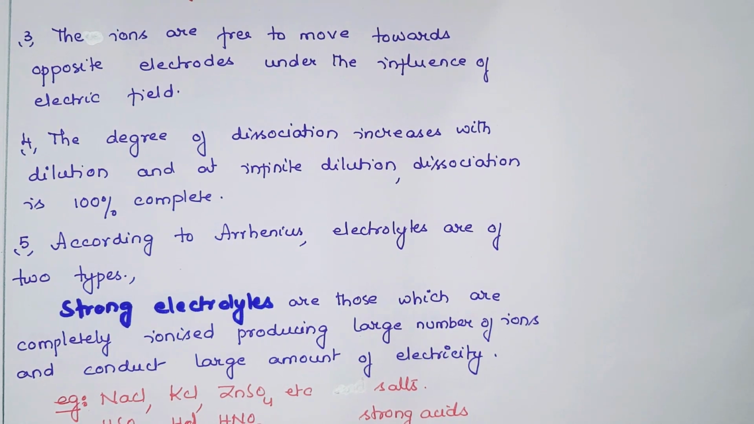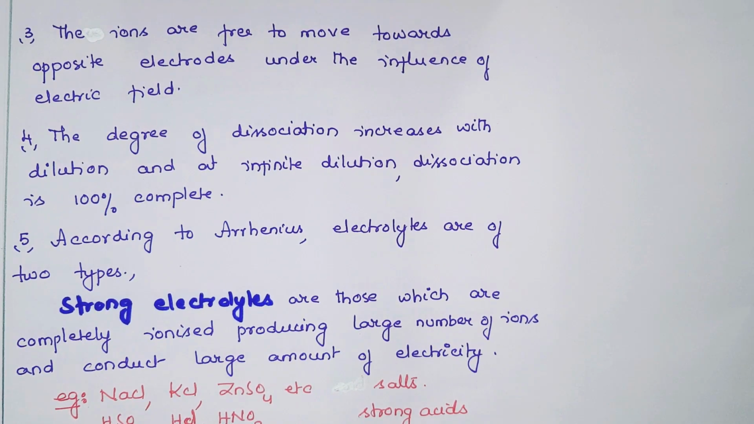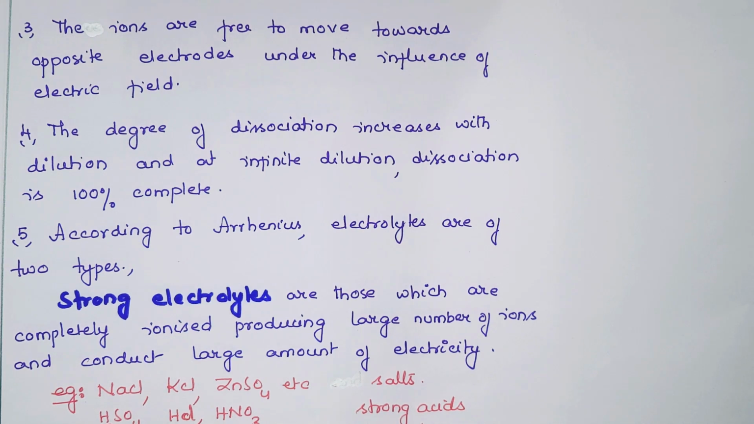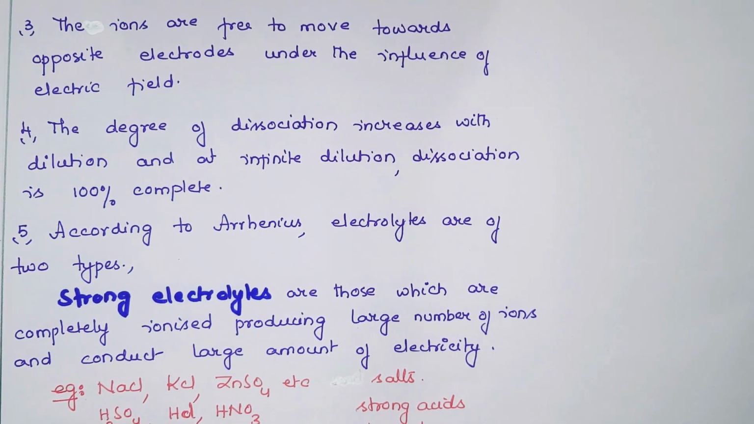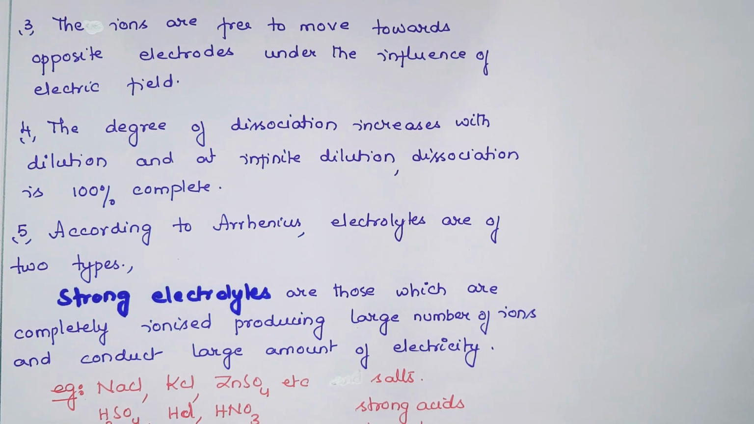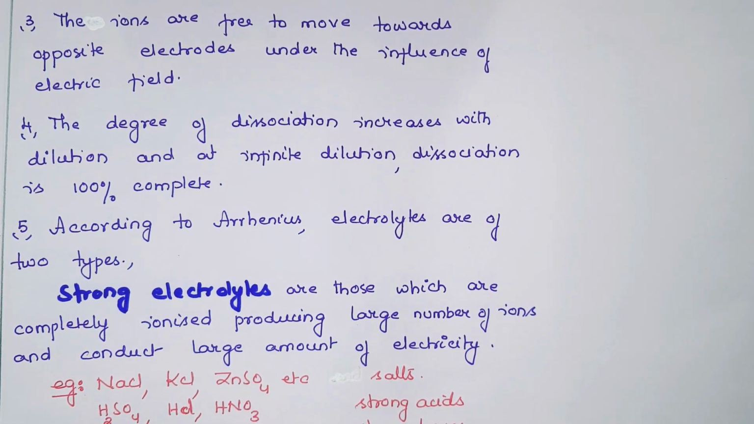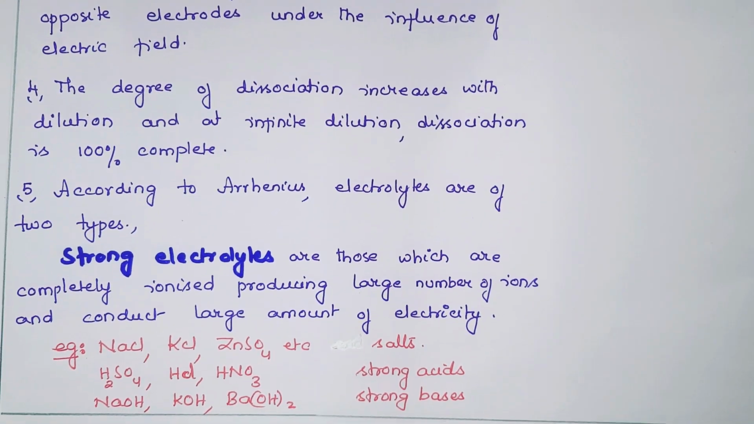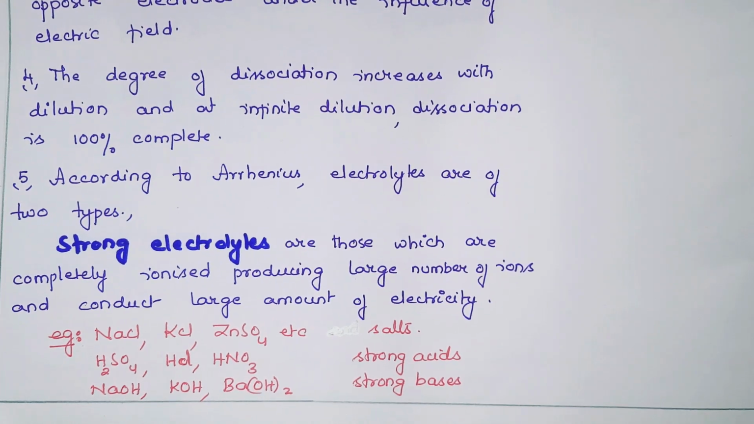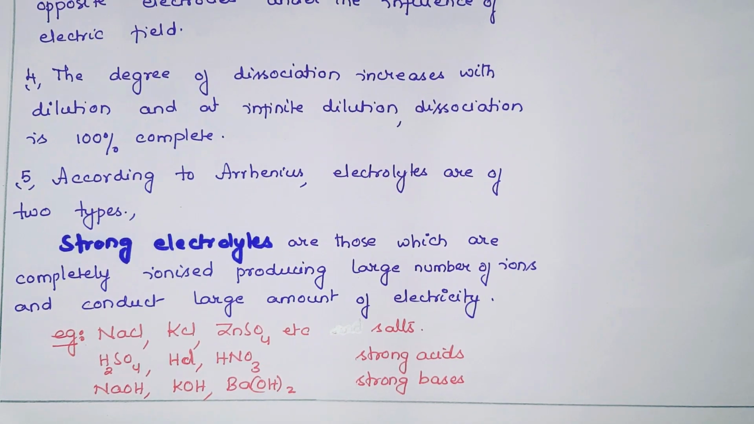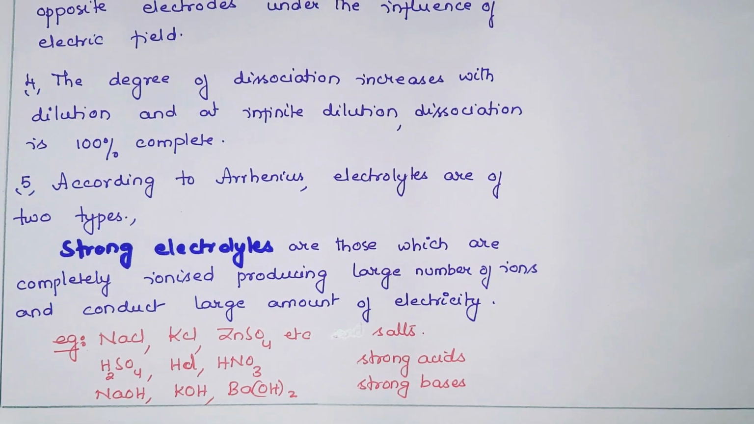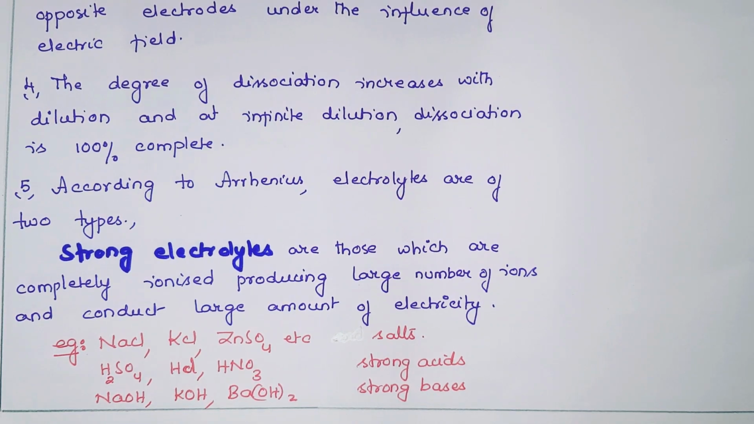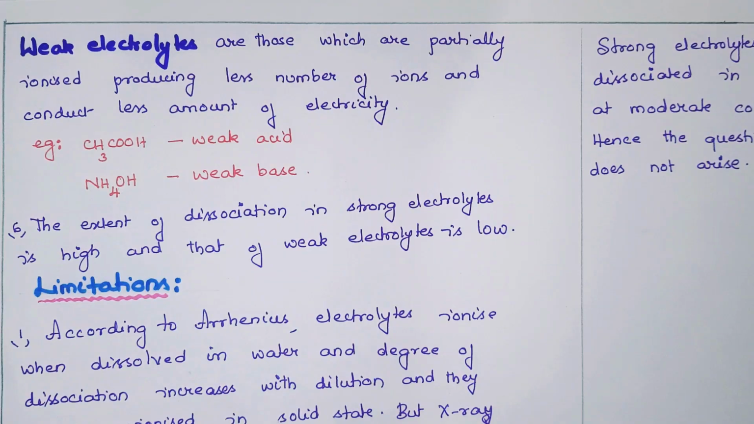So once they are completely ionized, students, they can produce a large number of ions. So the number of ions coming from strong electrolytes will be large, and once the ions are greater in number, they can conduct a large amount of electricity. A few examples I have mentioned here, students: salts like NaCl, KCl, ZnSO4; strong acids like sulfuric acid, HCl, HNO3; strong bases like sodium hydroxide, KOH, barium hydroxide, etc.